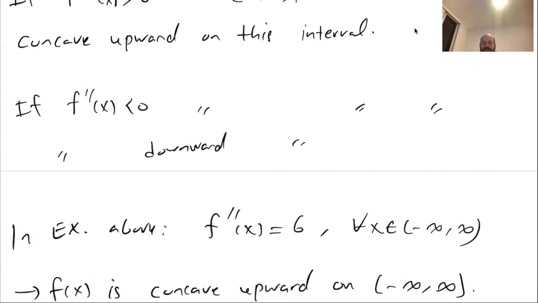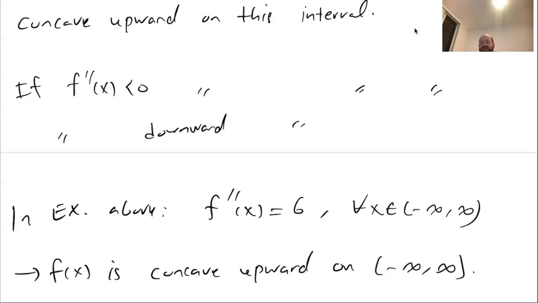So for example, this function here has no inflection point because it's always concave up, right? So the concavity does not change at any point. It's always concave up. So then this function has no inflection points.